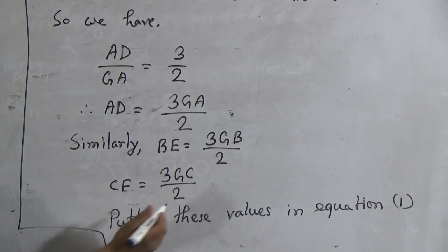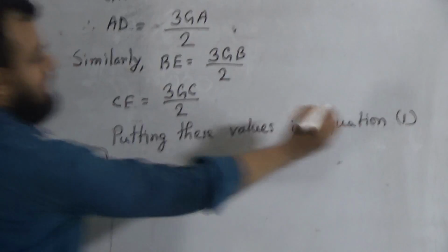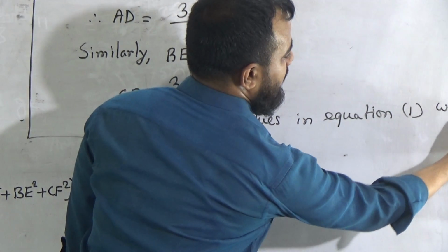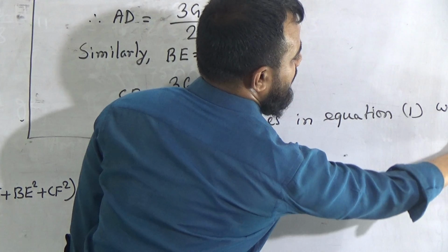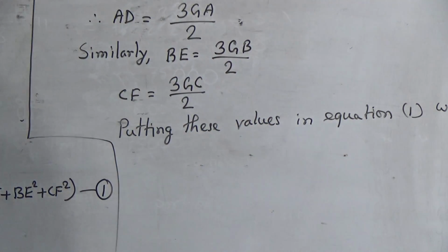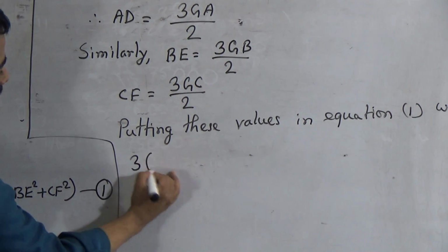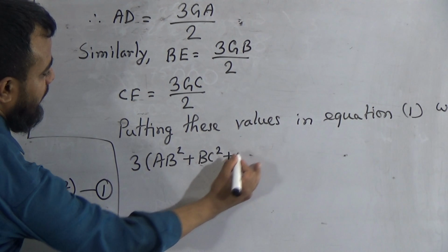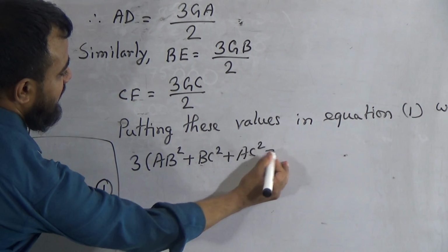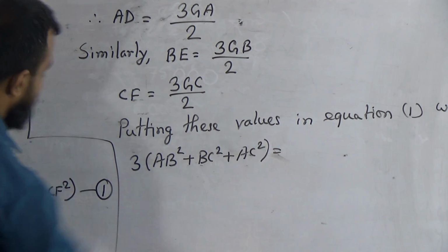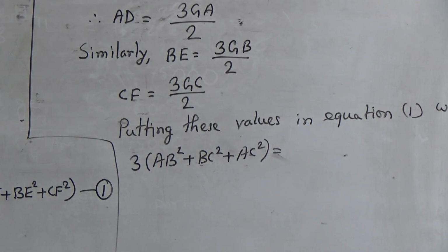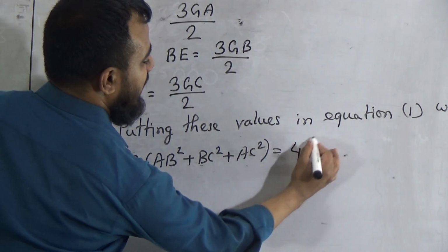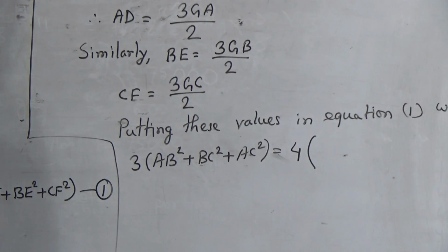Putting these values in equation 1, we get: 3 into (AB square plus BC square plus AC square) is equal to, on the right side, 4 into AD square. The value of AD is what?